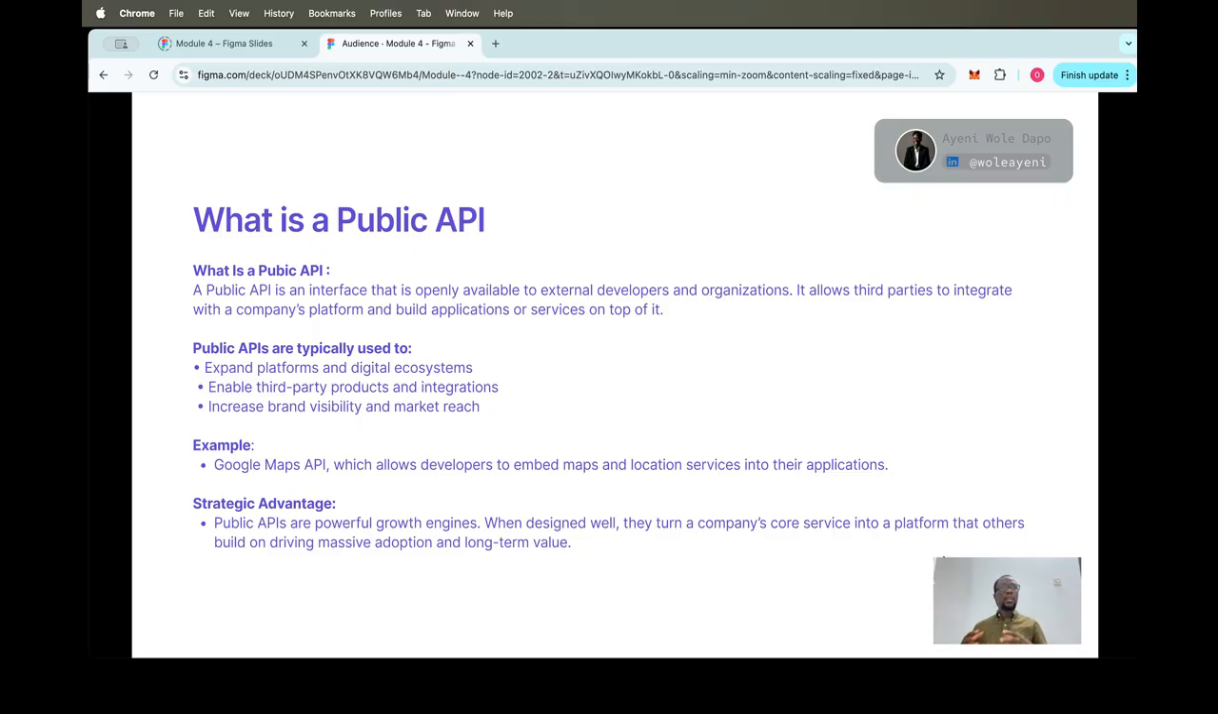So why do companies make their APIs or their features or their services publicly available via APIs? Number one, for brand visibility. Secondly, to expand their digital ecosystem and also grow their platform. It's important to clarify that just because the API is made available publicly does not necessarily mean it's free. Businesses make money. A typical example is Stripe. They make their API publicly accessible today, but they charge you for transactions.